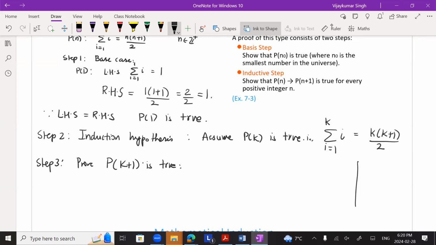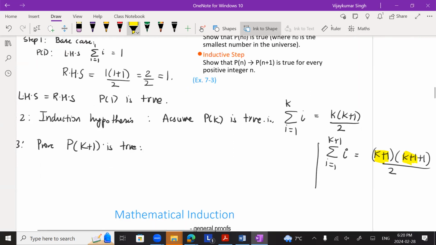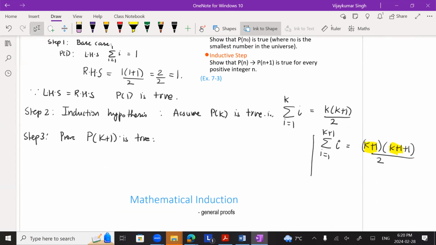We want to prove, I'm going to write it on the side, the summation of i going from 1 to k plus 1 of i is going to be what? Wherever there's k, there will be k plus 1. So (k plus 1) times (k plus 1 plus 1) divided by 2. This is what I need to prove, right? Because this is my new k. Does that make sense? So now let's try to see how we will prove it.